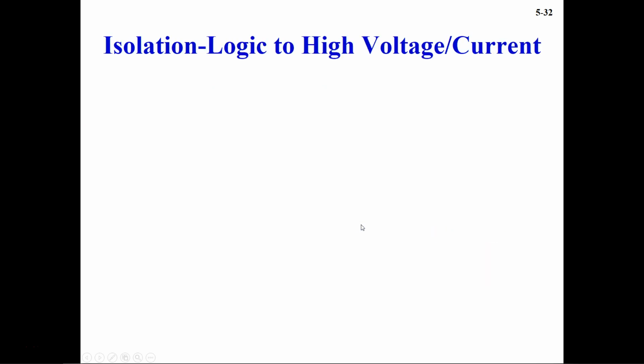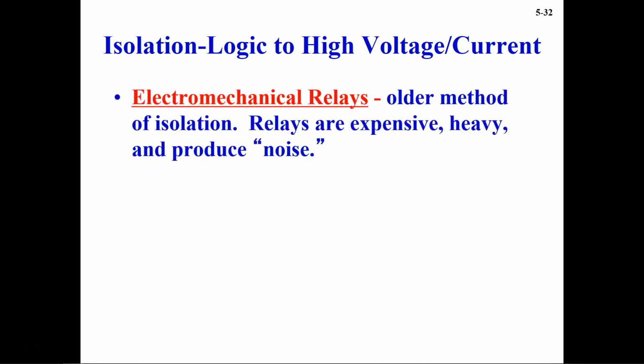Now next is isolation of logic from high voltage and current. So we have electromechanical relays. They are the older method of isolation. Relays are expensive, heavy, and produce noise. These electromagnetic relays operate on the principle of electromagnetic attraction, and it is a type of magnetic switch which uses a magnet for creating a magnetic field. The magnetic field is then used for opening and closing the switch and for performing the mechanical operation.